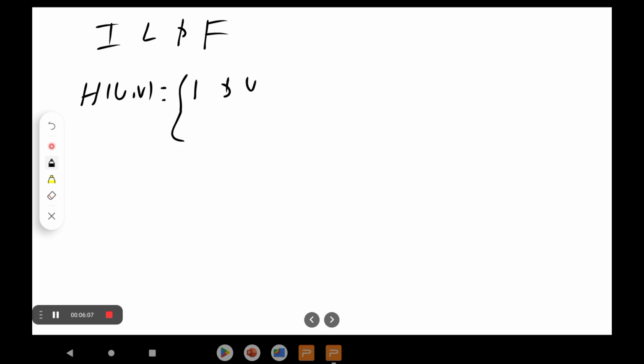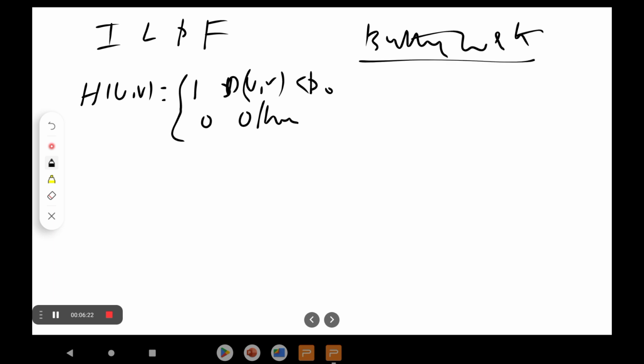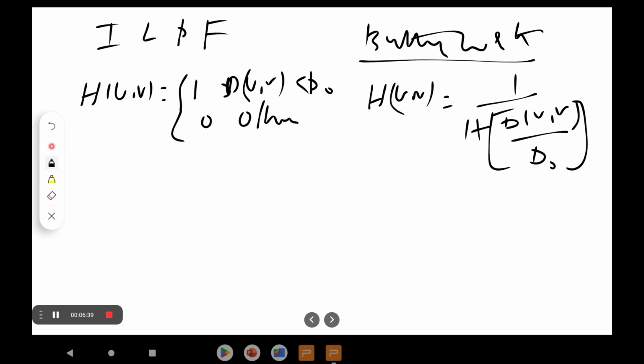Now I can write the three filter equations. For the ideal LPF, H of u comma v is equal to 1 for D of u comma v less than D naught, and 0 otherwise. As well as for the Butterworth filter, the transfer function is H of u comma v equal to 1 by 1 plus D of u comma v by D naught, whole power 2n. So this n is the order of the filter.